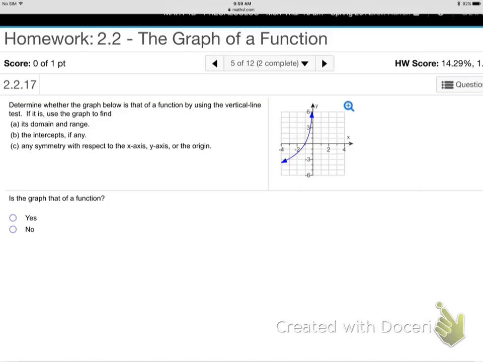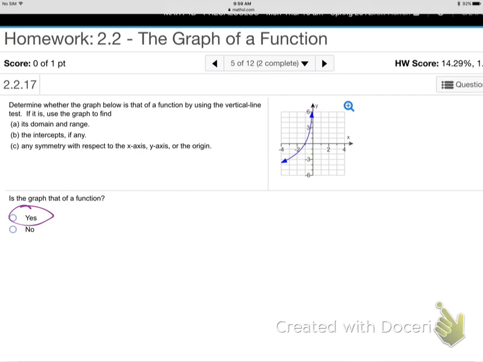Okay. So, first question, is that one a function? Yes. Every vertical line would only hit 1 point, 1 point, 1 point. Every perfectly vertical line would only hit 1 point. So that's a function. So now we got to answer all the questions, don't we?